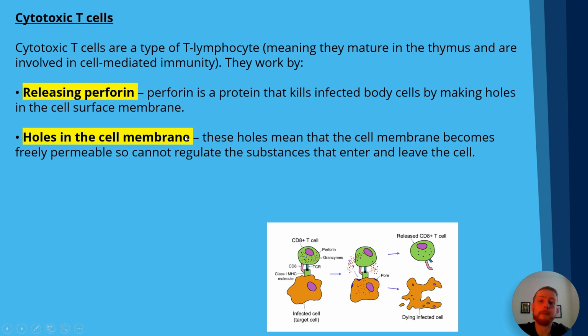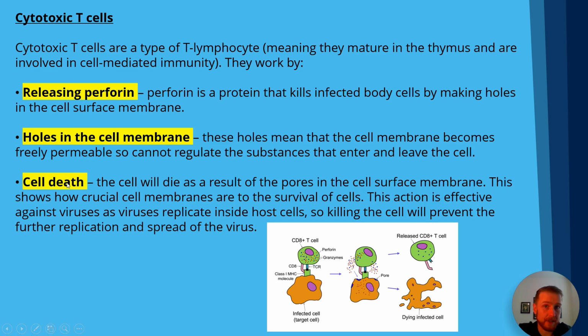Next, the holes in the cell membranes mean that the bacteria or whatever's been attacked by them, like a cancer cell, becomes freely permeable, so it can't regulate substances entering and leaving the cell. And then after this, cell death will result because there's holes in the wall. So in this diagram here, we can see an infected cell. It could be infected by a virus. Along comes the cytotoxic T cell, and it releases perforin. That forms pores in the cell membrane of the infected cell, and then the infected cell will die. So the cell will die as a result of the pores in the cell surface membrane.